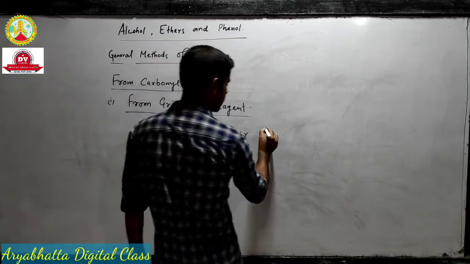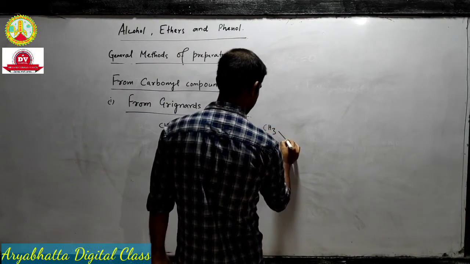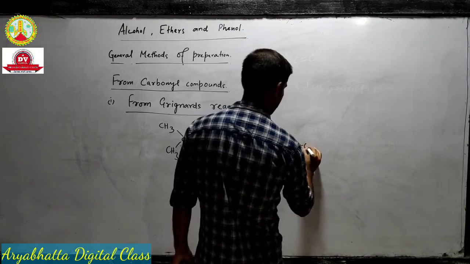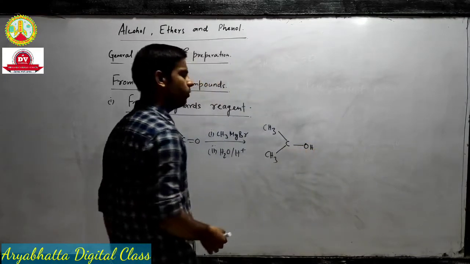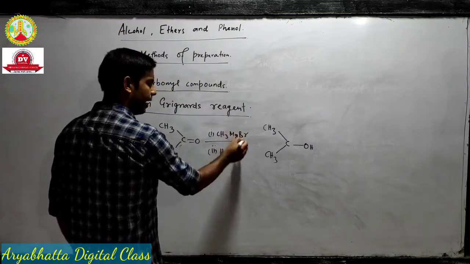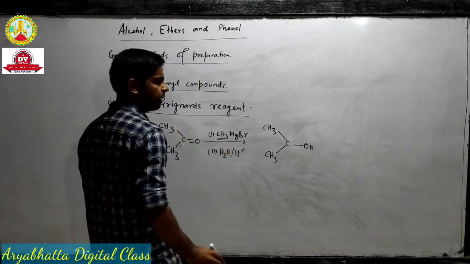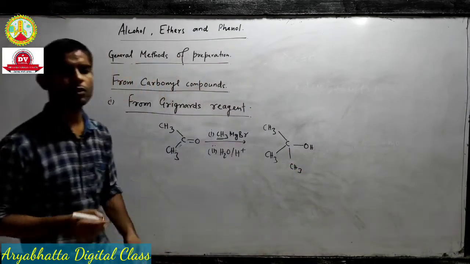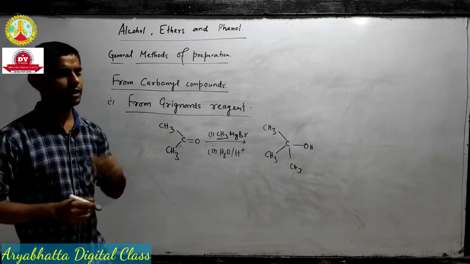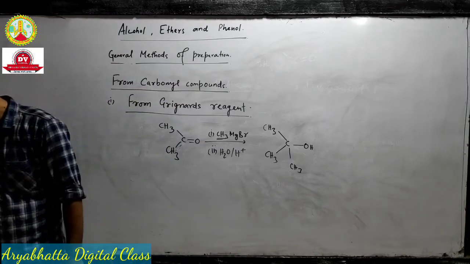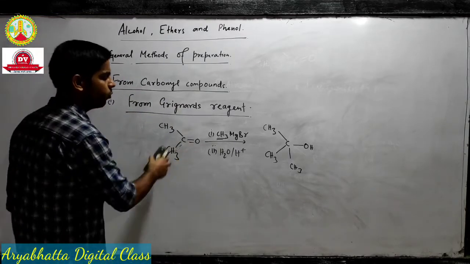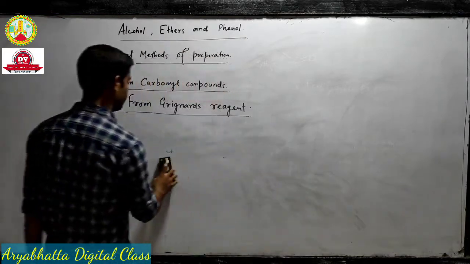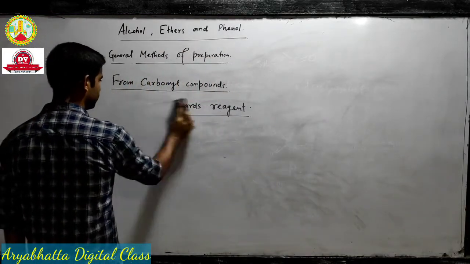So we know that this part will not change, the double bonded O will become OH, and the alkyl part from the Grignard reagent will come to this carbon. So this will be the final product. In this way you can write the final product easily in one step. So this was the general method of preparation from Grignard's reagent.